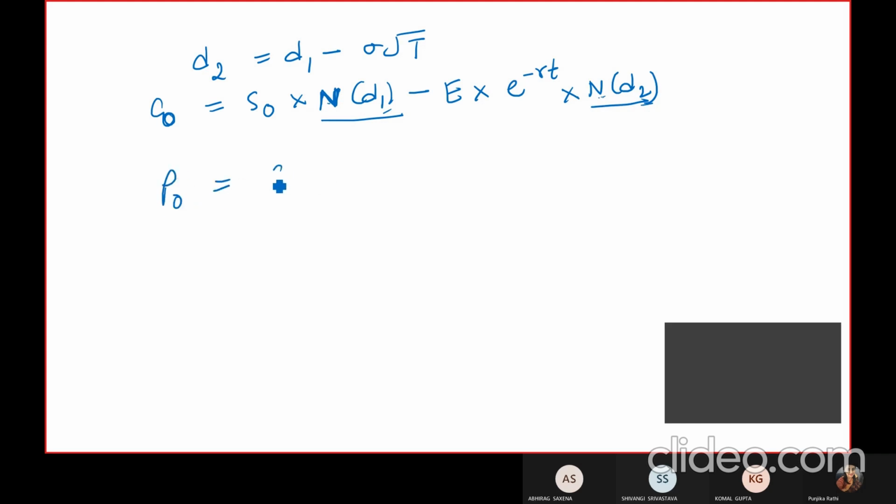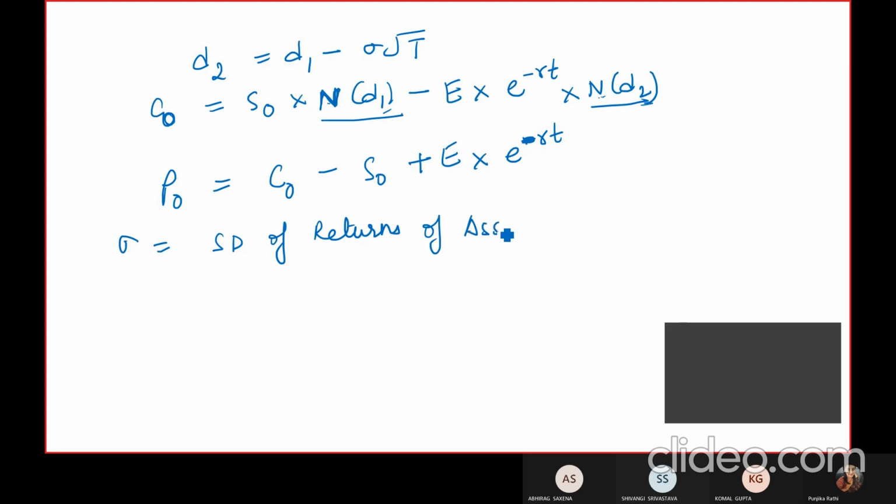पुट ऑप्शन के प्रीमियम का फॉर्मूला है सी नॉट माइनस एस नॉट प्लस ई इंटू ई रेज टू द पावर माइनस आर टी, आर इज द रिस्क फ्री रेट। सिग्मा को और क्या बोल सकते हैं, स्टैंडर्ड डेविएशन ऑफ रिटर्न्स ऑफ एसेट, जो भी अंडरलाइंग एसेट है उसका रिटर्न्स का स्टैंडर्ड डेविएशन। So time T we have to take in years. So if it is given in months, we will convert it by dividing by 12. We'll convert it into years.